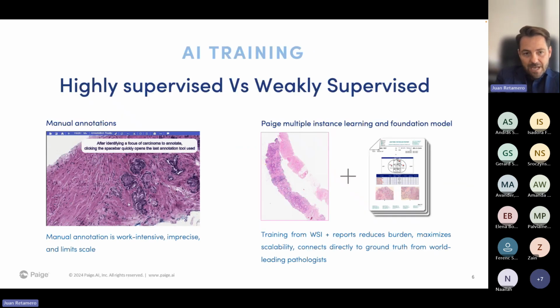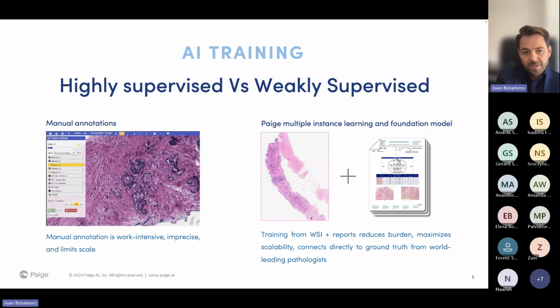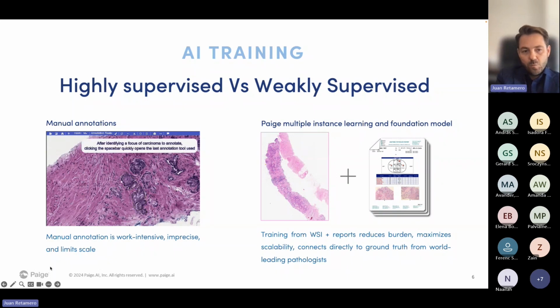Now, switching gears, how can you train an AI? There are many ways of training an AI, but generally speaking, in pathology, there are two main approaches. One of them, which is what we see on the left-hand side, involves a pathologist drawing a certain region of interest on a screen to essentially tell the machine that this yellow area is what a tumor looks like, and this is what the machine should learn.